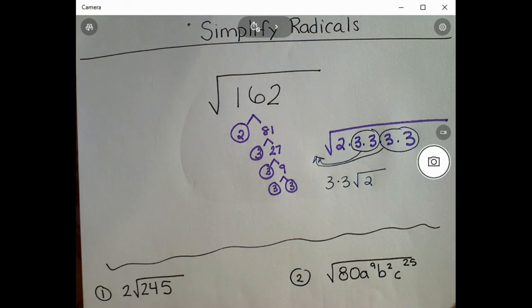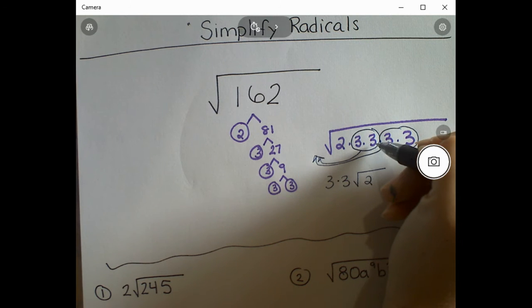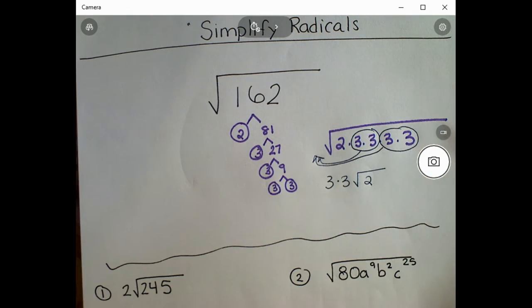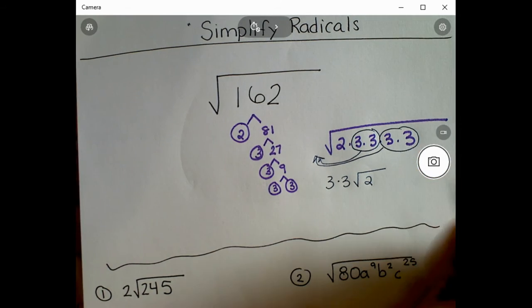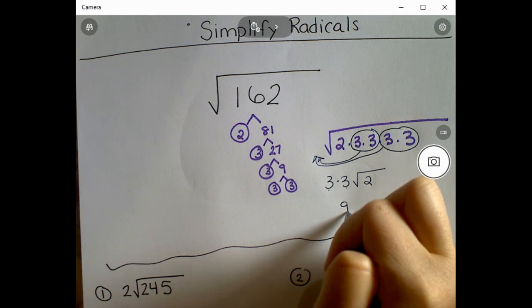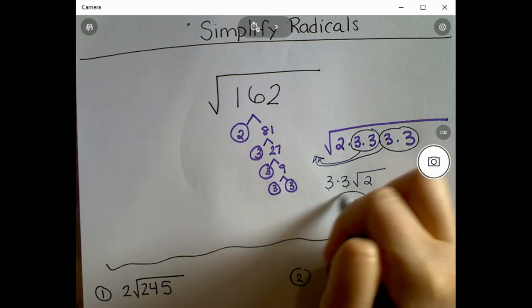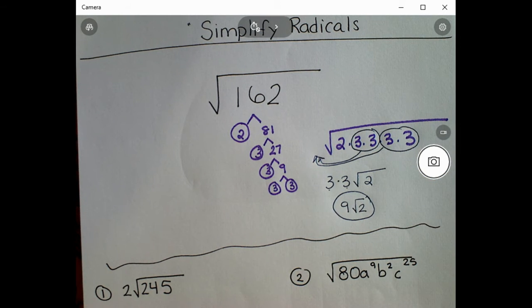Okay. The reason that works is because 3 times 3 is 9, and the square root of 9 is 3. That's why we only bring 1 out. Okay? And then you just multiply the stuff on the outside. 3 times 3 is 9, and the square root of 2. That is a simplified radical. Of course, in class, we gave a much more detailed explanation of how and why, but for right now, it's just a process. Can you do it?